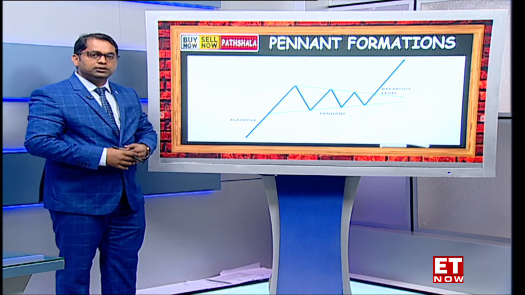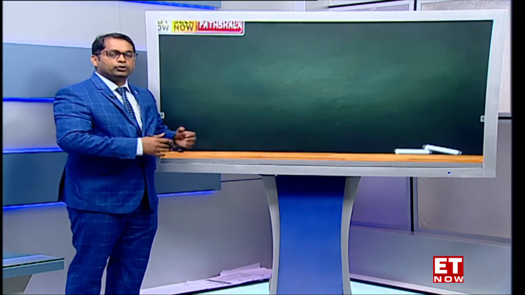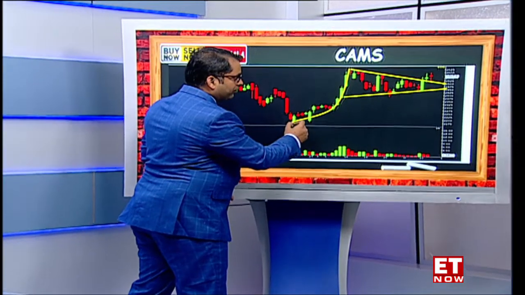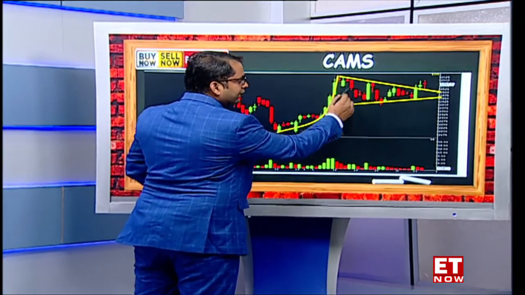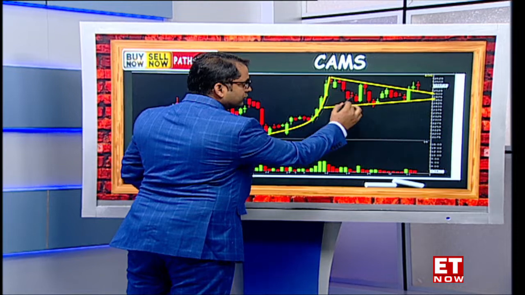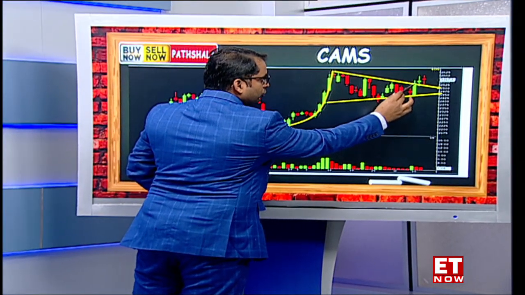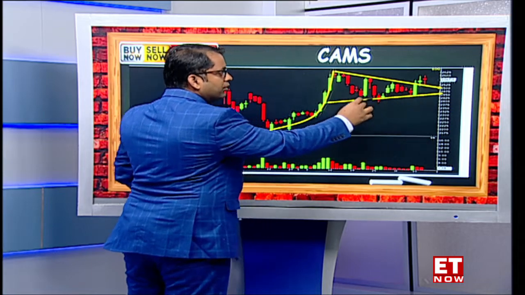I have two examples of stocks where we recently spotted a bullish pennant formation and gave a buy call. The most recent one was CAMS, where the stock moved up higher. As you can see, the stock formed a base at the 2100, 2150 mark, moved up higher, and got into a consolidation. The consolidation was a bit tighter for CAMS here. And once the stock confirmed a breakout above the 2500 mark, that's where I started to give buy calls.